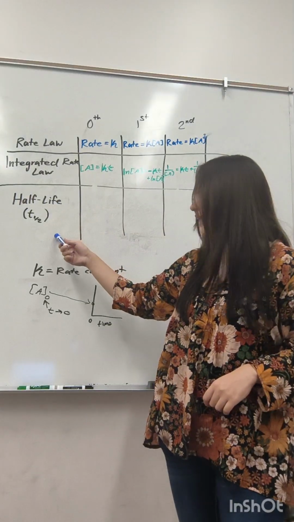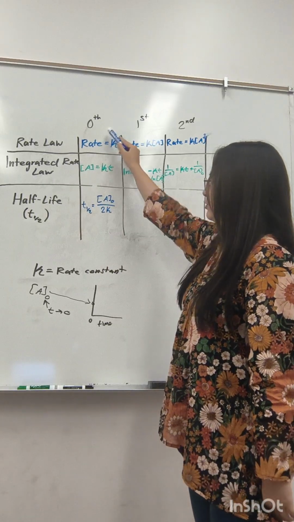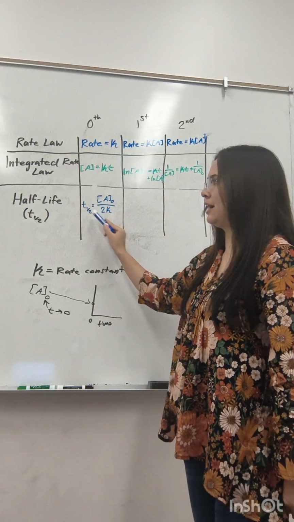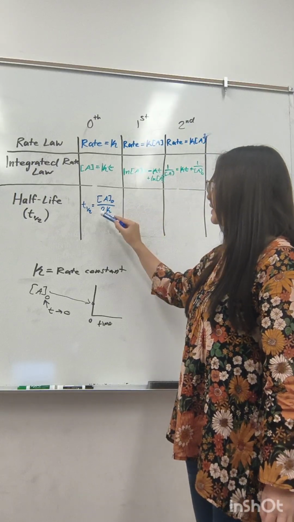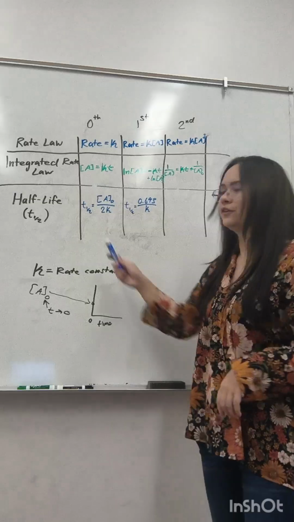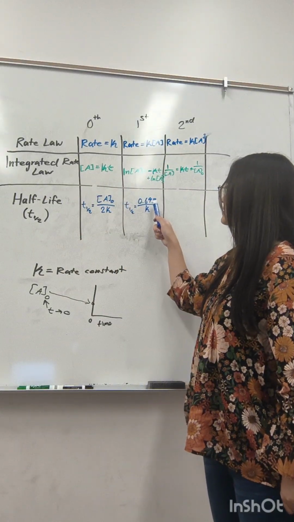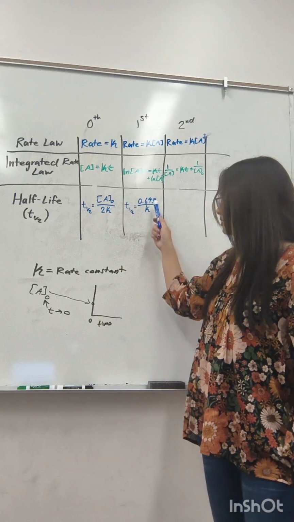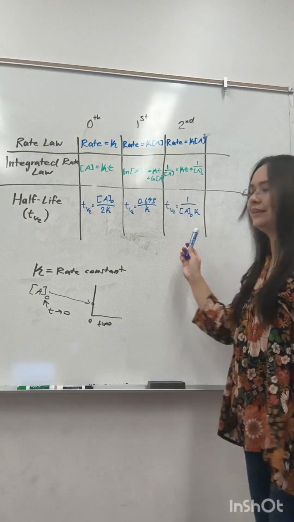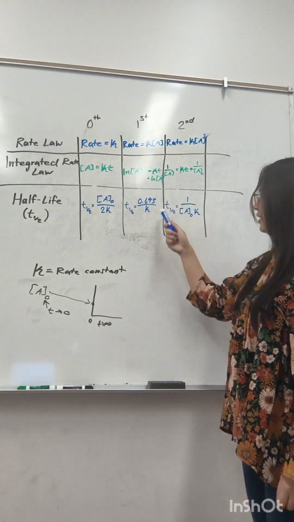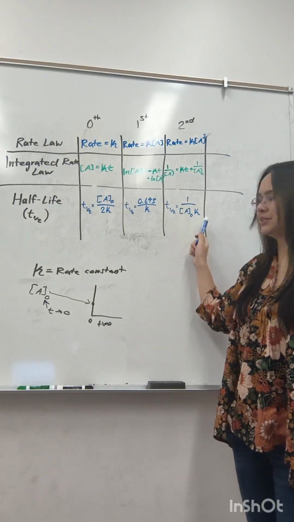Now we're going to move on to the half-life, so T1/2 of all 3 of these. For the half-life of a 0th order reaction, T1/2 equals the initial concentration of chemical A divided by 2 times the rate constant. For a 1st order reaction, the half-life is equal to 0.693 divided by the rate constant. This one is a constant factor, so this number does not change. And for our last half-life, for the 2nd order, the half-life would be equal to 1 divided by the initial concentration of A times the rate constant.